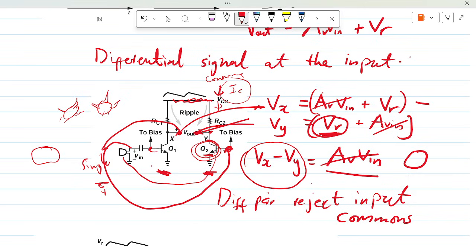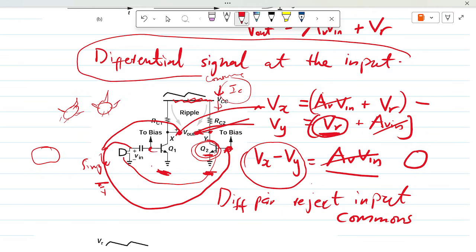So in the next video, we will look at how to create a differential signal at the input, so that we don't have our actual needed gained or amplified signal being rejected.